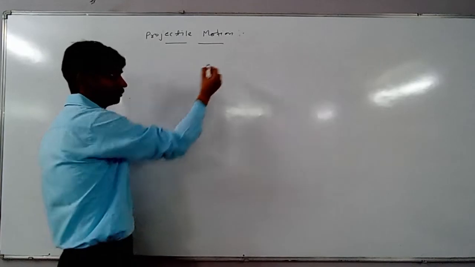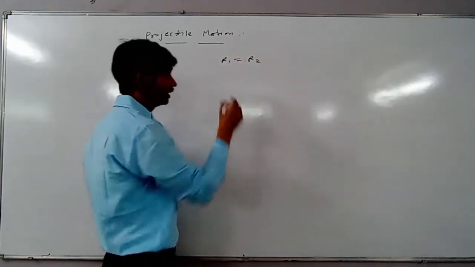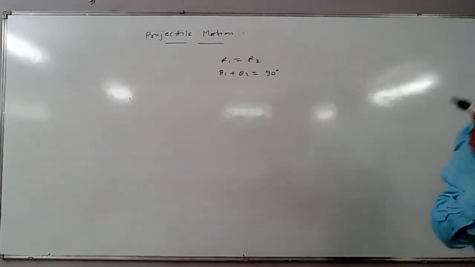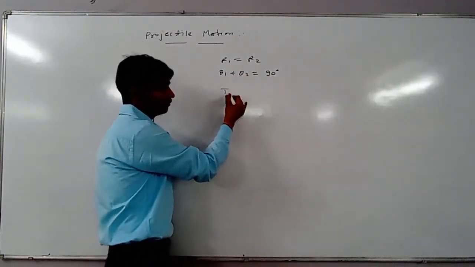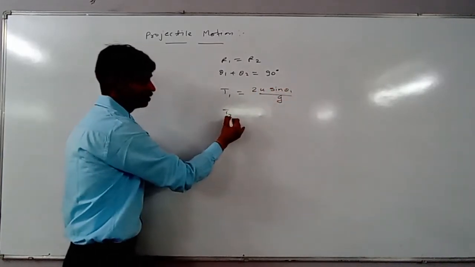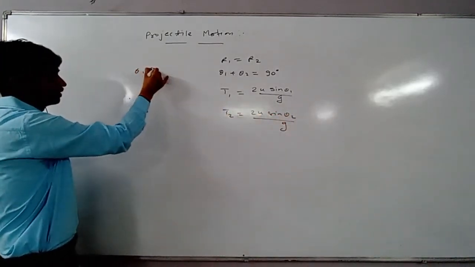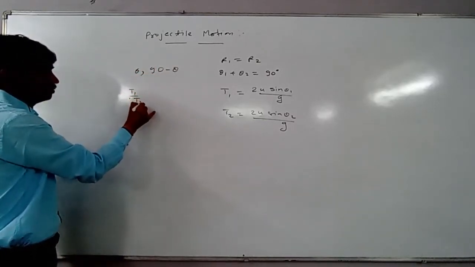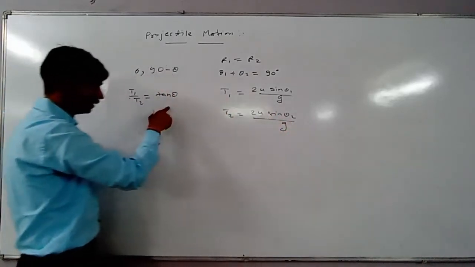So the condition for same range was R1 equal to R2. If R1 equal to R2 and theta 1 is not equal to theta 2, then theta 1 plus theta 2 is equal to 90 degrees. It means complementary angles provide the same range if u is the same, obviously. Then time T1 is equal to 2u sin theta 1 by g, while T2 is equal to 2u sin theta 2 by g. If one angle is theta and another angle is 90 minus theta, then what will be the ratio of T1 by T2? Tan theta. How? Because sin theta 2 is actually cos theta 1.